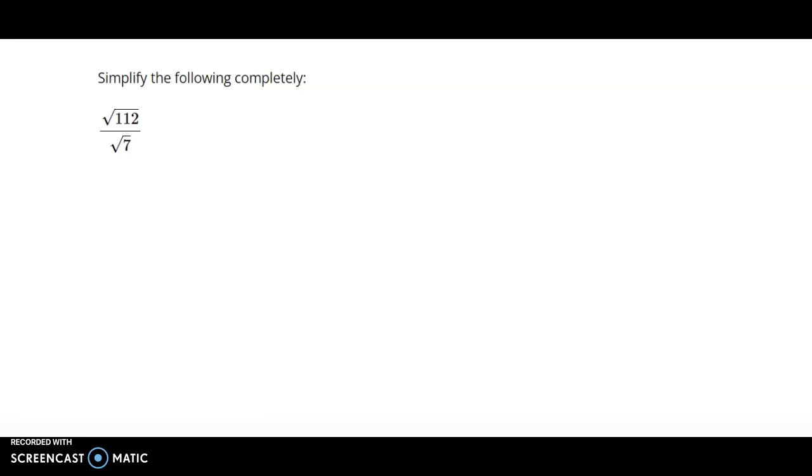Okay, we need to simplify this completely. Now, one of the first things I see when I look at this is that we have a square root in the denominator. To be simplified completely, you can't have a square root in the denominator, so we're going to have to get rid of that. Also, I'm looking at that 112 and I don't know for sure, but I'm guessing it will probably simplify smaller. So I think I'm going to start over on the side with 112. We're going to see if we can simplify that.